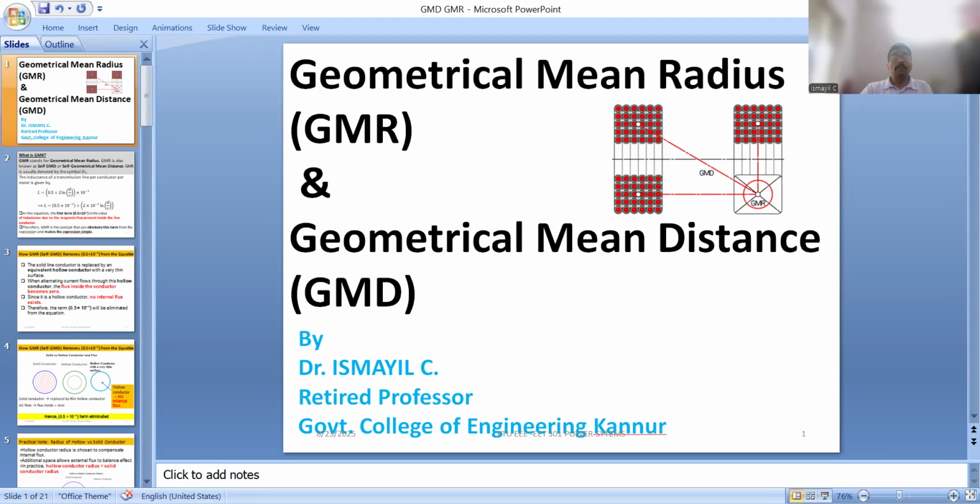So if you take the first case, symmetrical, in this case, D12 is equal to D23 is equal to D31 is equal to, let it be D. So GMD is equal to the cube root of D into D into D. It is nothing but D. So in a symmetrical case, the GMD is equal to the distance between any one of the lines. Now, for the unsymmetrical spacing, GMD, or D equivalent, is equal to the cube root of D12, D23 and D31.